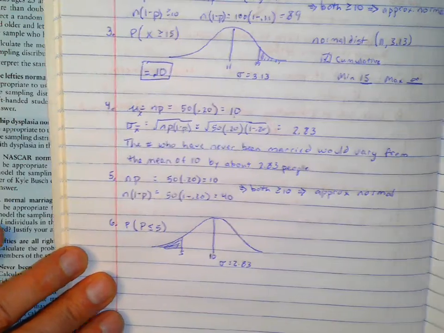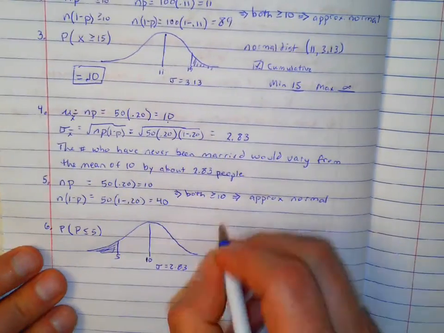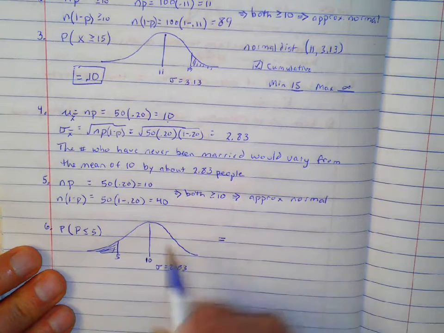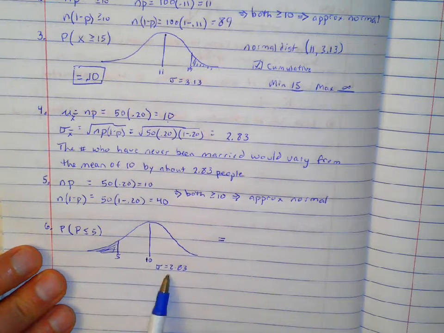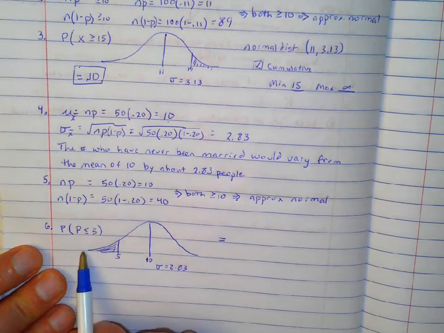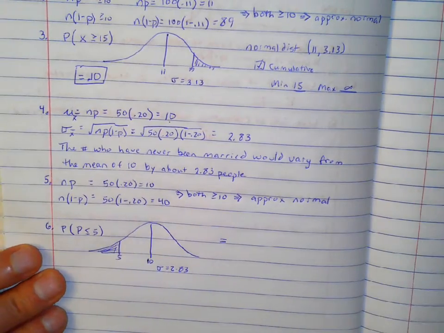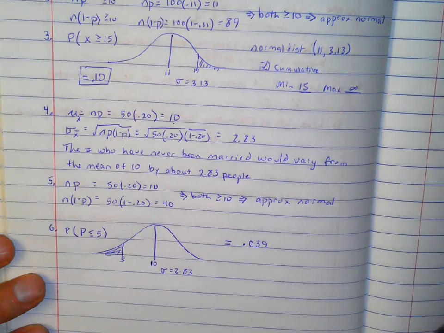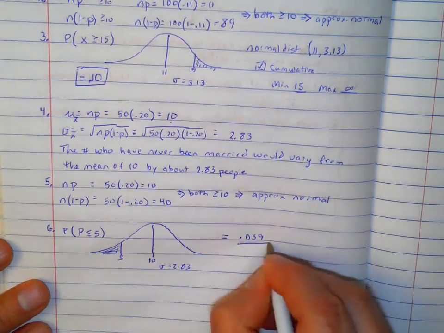Okay, so go to the normal distribution again and put in your mean and your standard deviation. We go from -infinity to 5. Okay, our answer comes up to be 0.039.